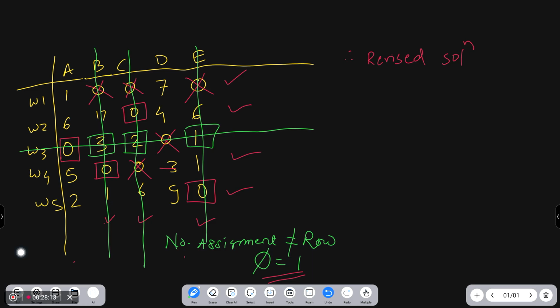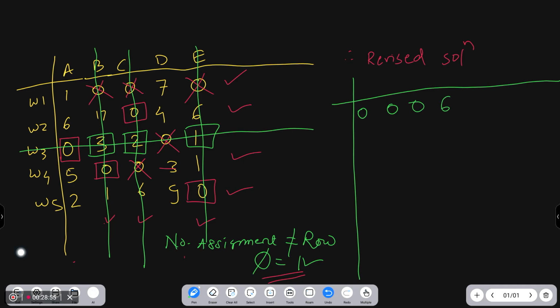Right? Now, find the smallest element again here. The theta is what? Again 1. Theta is again 1. Same rule you have to follow. That is, subtract it from the uncovered area and add the value of theta to the intersect value of the covered area. So now see, 1 minus 1, it's a 0. There will be no change in the next 2 zeros.